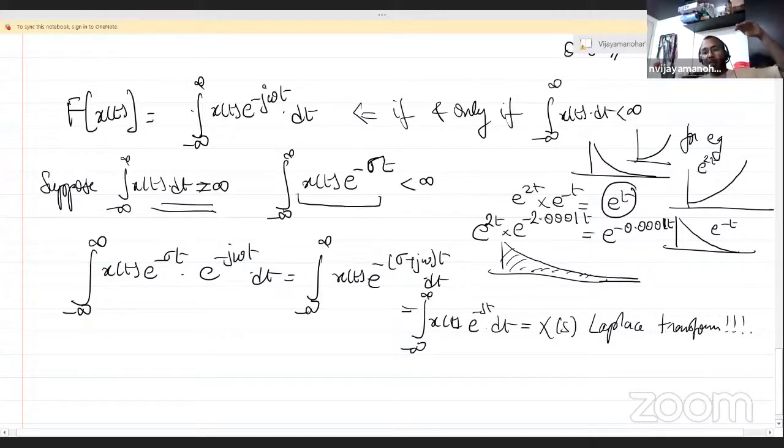So I am enforcing the convergence by multiplying with e power minus sigma t. This is the biggest difference between Fourier transform and Laplace transform. So there will automatically be a notion of region of convergence, because the answer will converge only in those regions where this condition of convergence is satisfied. So this is the difference between the Fourier and the Laplace transform.